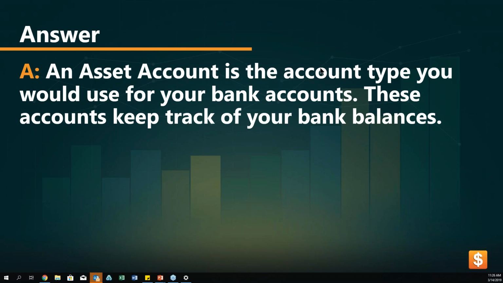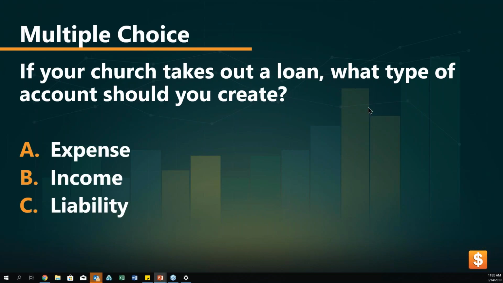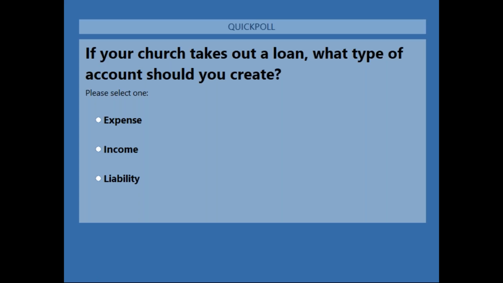Question number 2. If your church takes out a loan, what type of account should you create? A, expense, B, income, or C, liability?